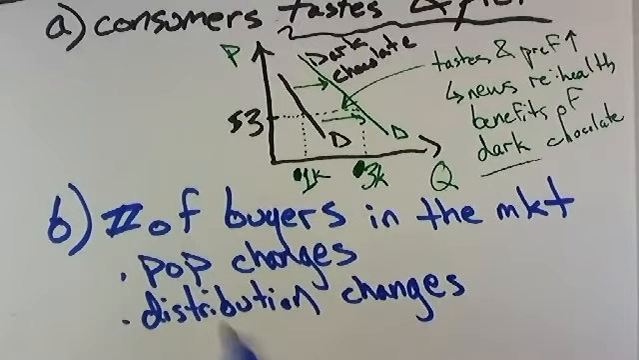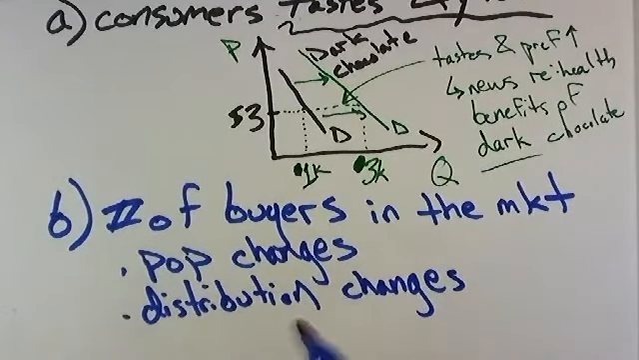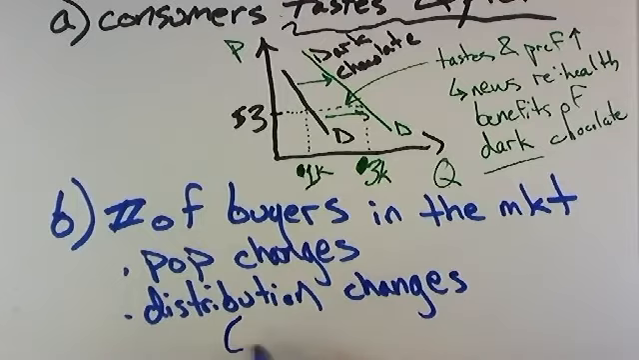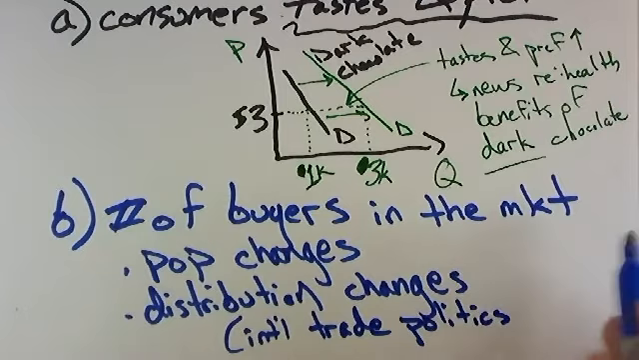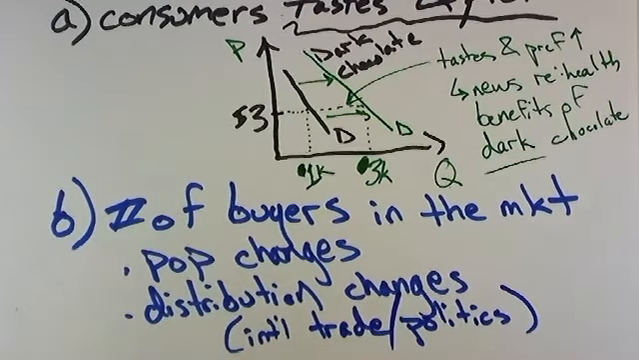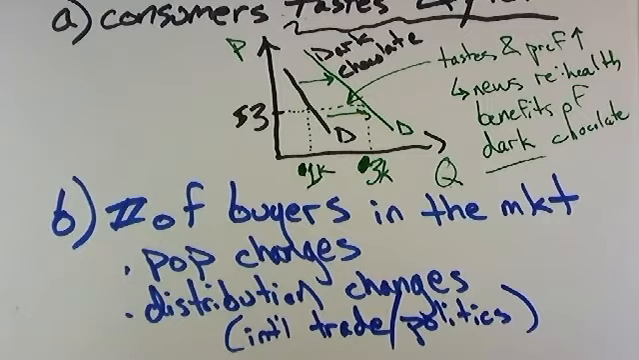And kind of inherent in these distribution changes is some international trade, politics kind of stuff going on, right? So the number of buyers in the market. And this one again kind of makes more sense. If there's more buyers, there's going to be more demand. So at any given price, there's going to be more that the market is going to want, more than the economy, the country, the region, whatever is going to want.